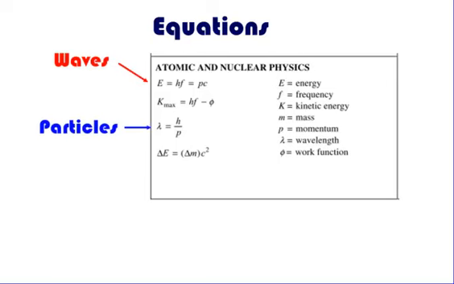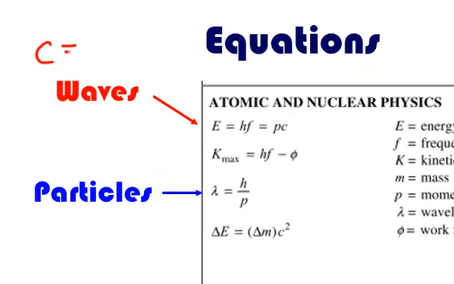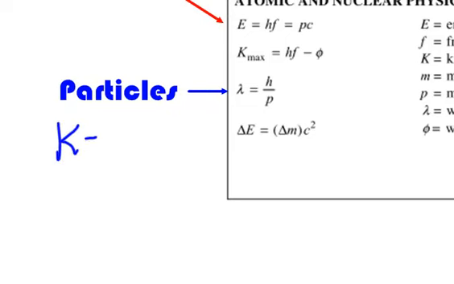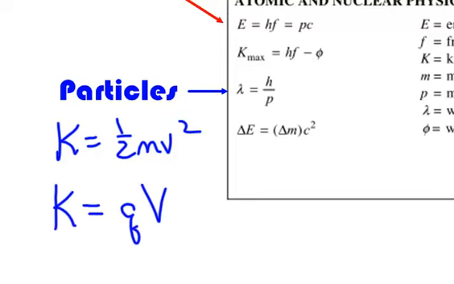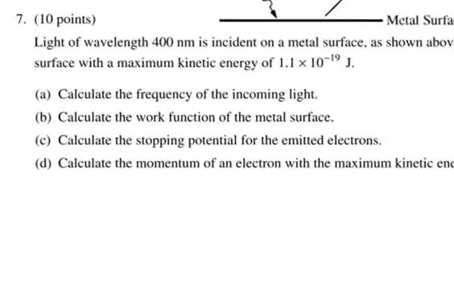If you take a look at waves, don't forget that this top equation is for waves or photons, and there's also the c equals wavelength times frequency. If we're taking a look at our particles, it's going to be our de Broglie wavelength, and don't forget our kinetic energy equals 1/2 mv squared, and don't forget that we can also use our kinetic energy is equal to our potential energy, which is q times the stopping potential. And this equation right smack dab in the middle is called our photoelectric effect. So let's get to it.